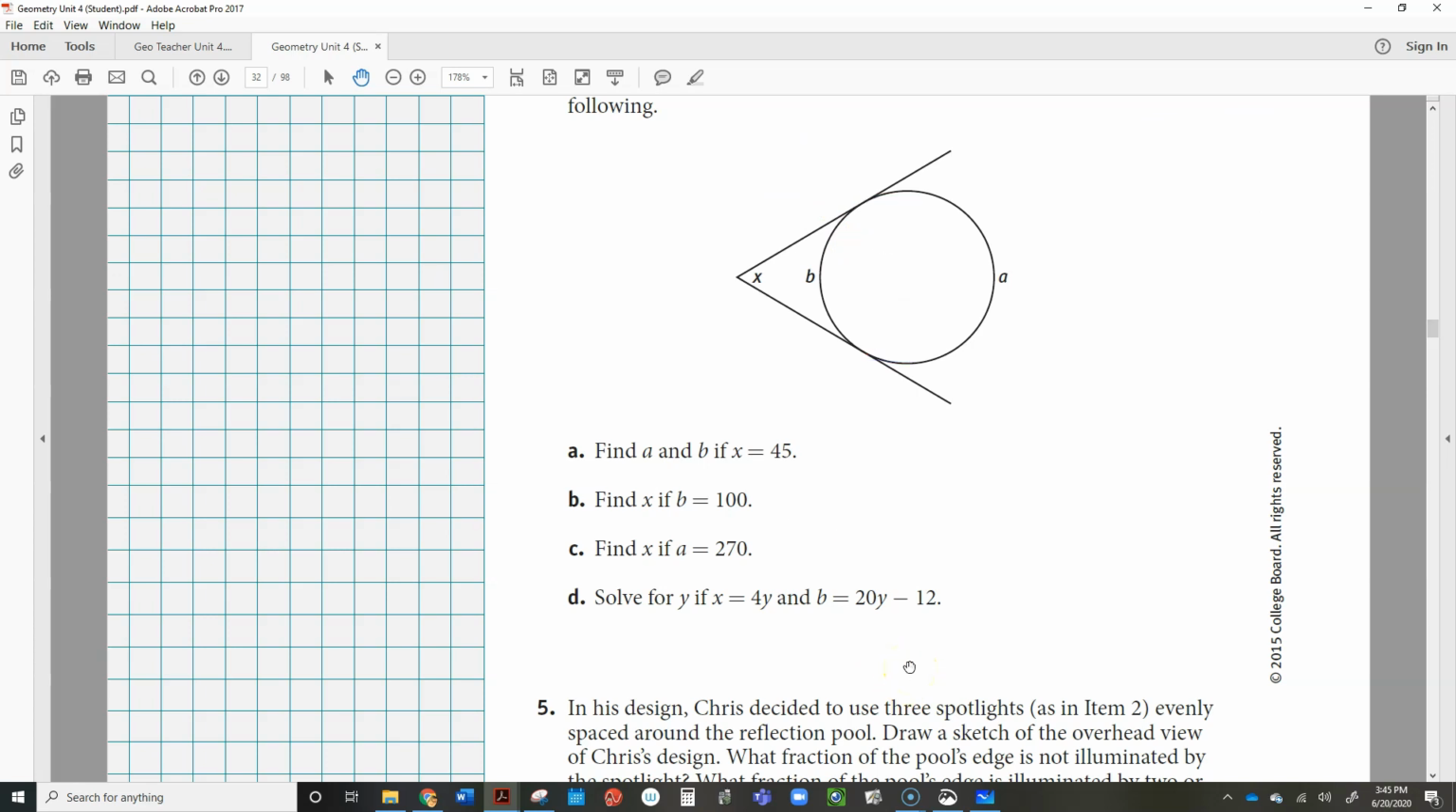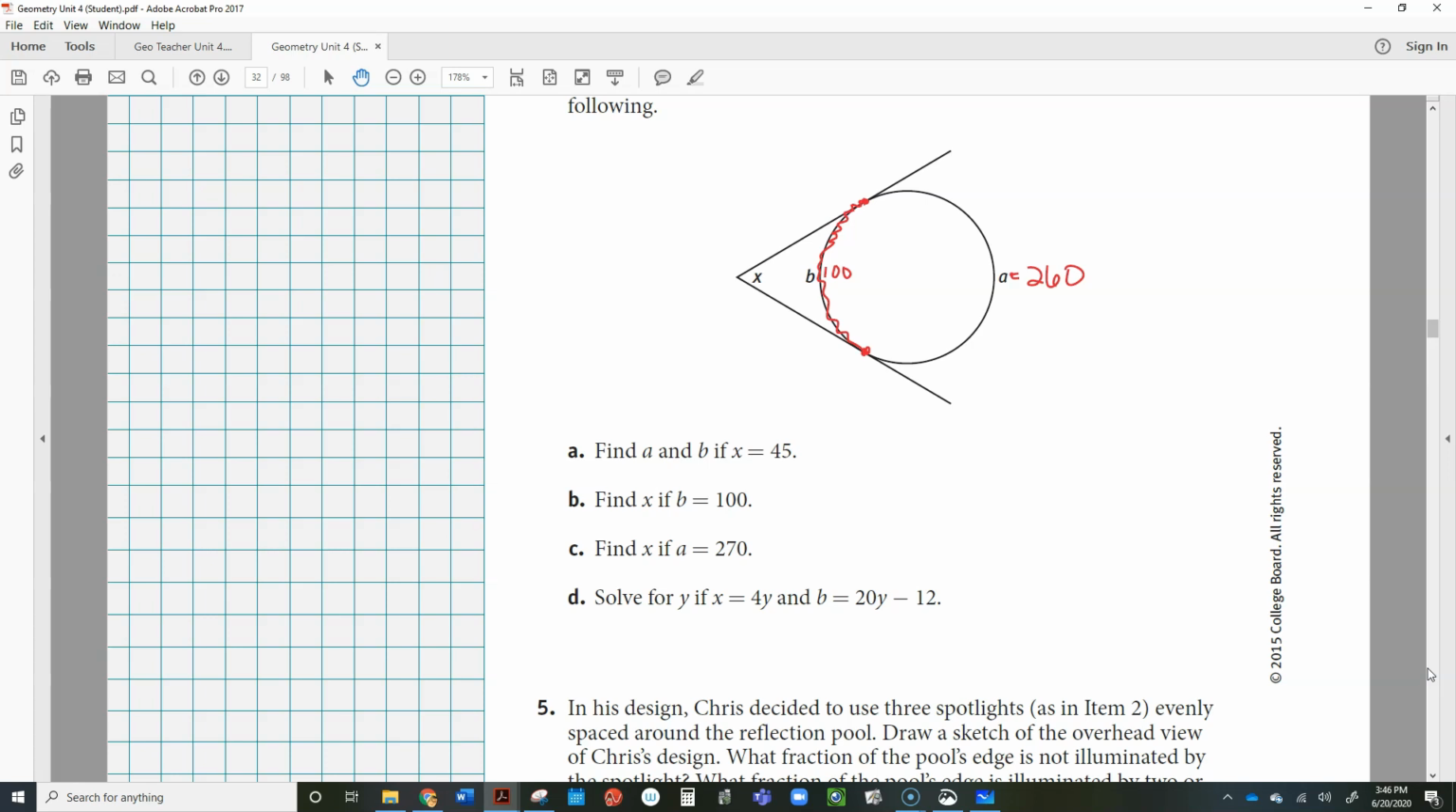So we're going to do the formulas again, okay? This time it says find X if B is 100. So I know that this arc is 100. If arc B right here is 100, then this arc right here must be 260, because together those two arcs make 360.